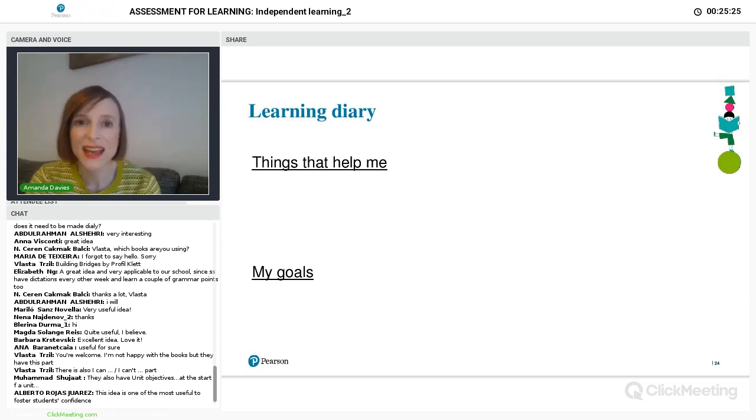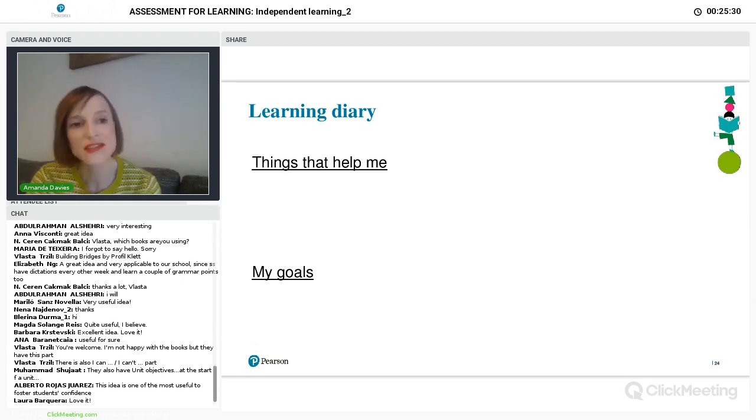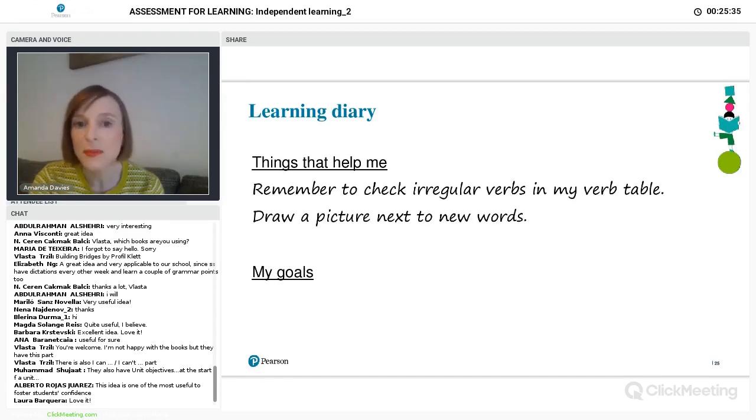And of course, we have to help our students. We have to point things out sometimes. So I often, if I notice a student responded particularly well to a task, I'll suggest they put it in their learning diary. So some examples of things that help me is remembering to check irregular verbs in my verb table. Students in my class usually borrow from the person sitting next to them, or they ask me if they can't remember an irregular verb. But actually, it's much more useful to just check the verb table. Everyone's got one in their course book. So that's a useful strategy, and the teacher isn't there when students are doing homework.